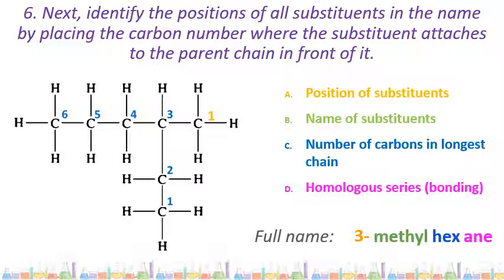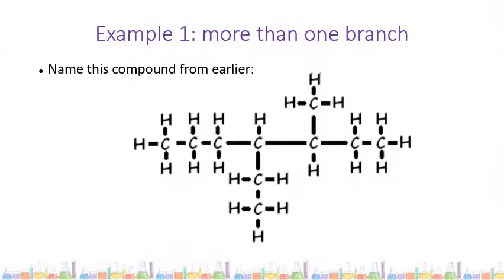And just to point out, it's very important that you include between the 3 and the methyl this little hyphen here. So it's 3-methylhexane. Now I've left some space between those just so you can distinguish the different parts, but that would all be written as one word. So that would be 3-methylhexane, no spaces in between.